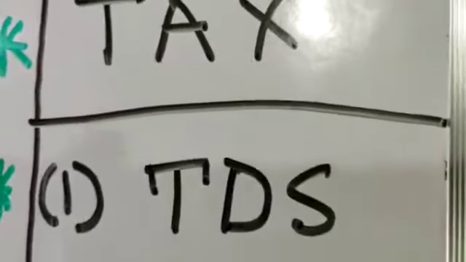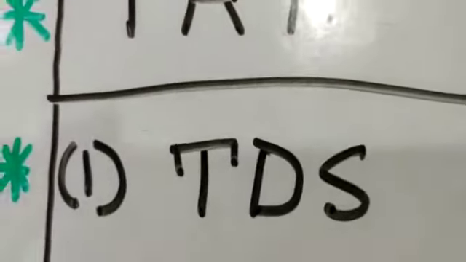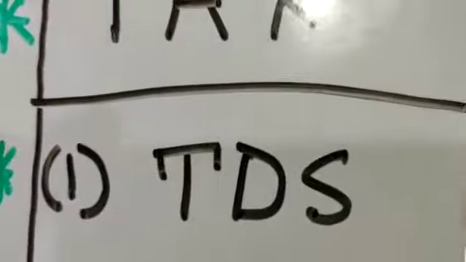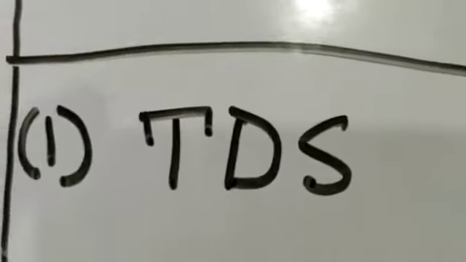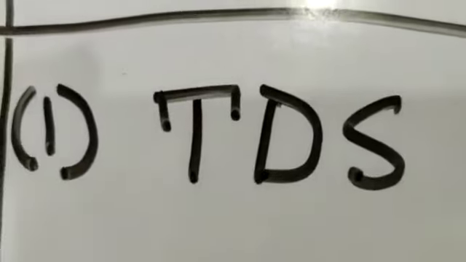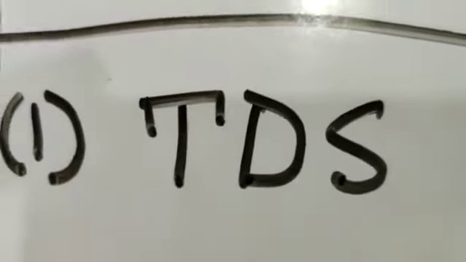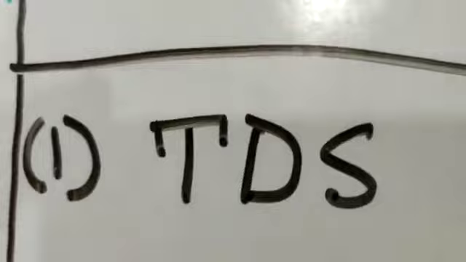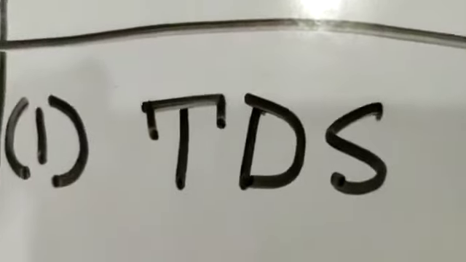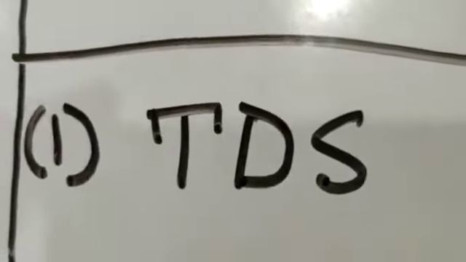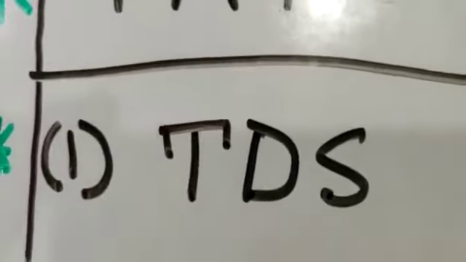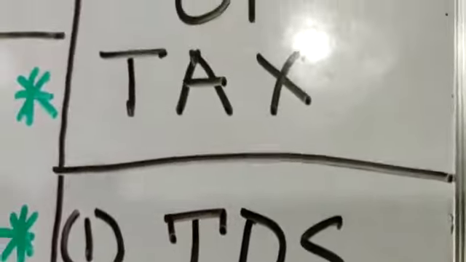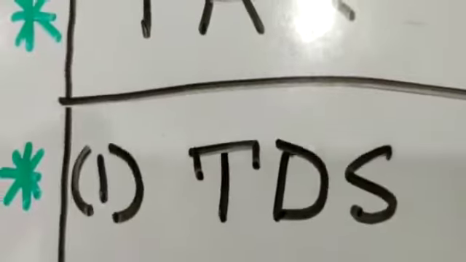Whatever TDS is deducted by my customer will be reflected in my tax account. What is tax account? That we will discuss later on. This is called form 26AS, which is available in the income tax portal. When you learn the income tax portal, you will understand how this TDS is reflected in my 26AS. So one of the modes of discharge is the TDS.